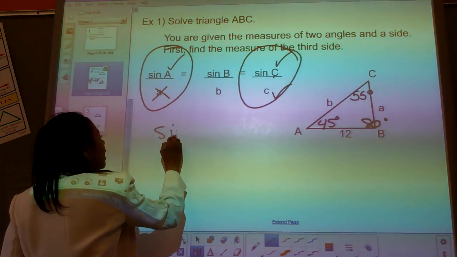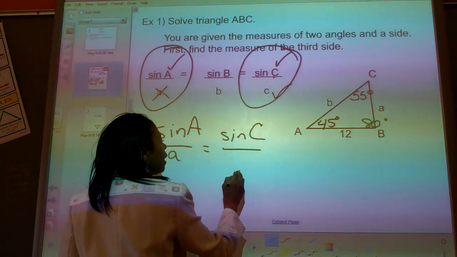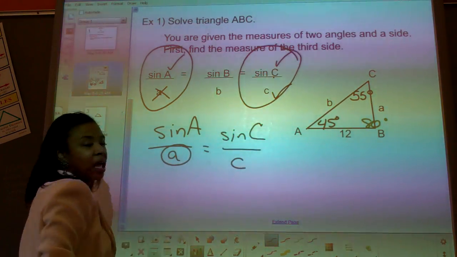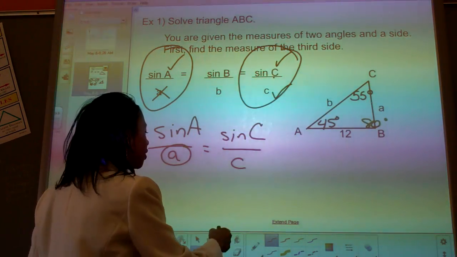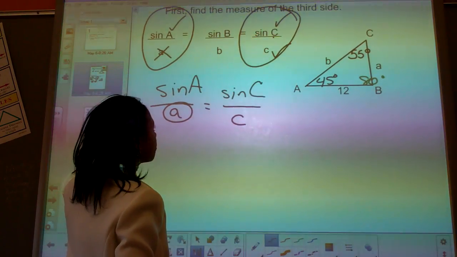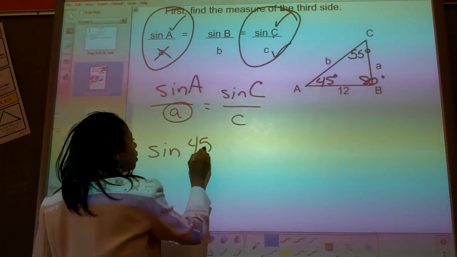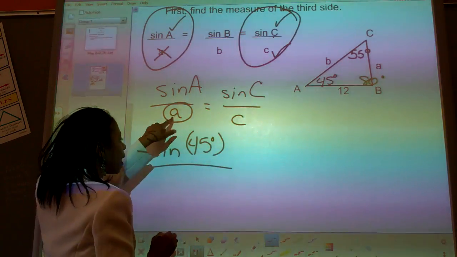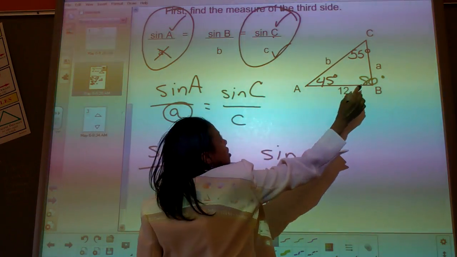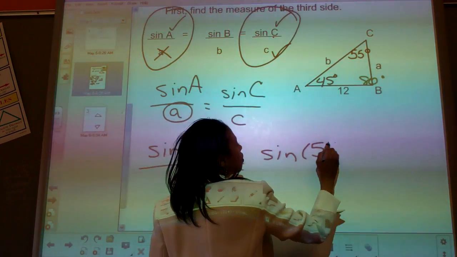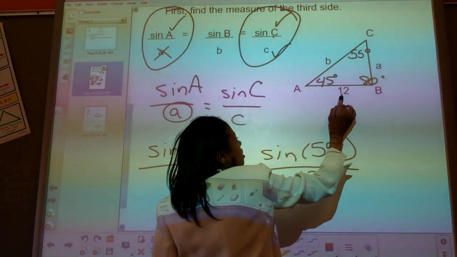So I see the ratio that I need to compare. I'm going to compare sine A over A equal to sine C over C, because I only have one unknown, side A, and I'm going to find the length of A. Now I just do substitution. Sine of A is sine of 45 degrees, divided by A, which I don't know, so I'm just going to leave that as A. Equals the sine of C, the sine of 55 degrees, over the length of C. The length of C is right here, 12.